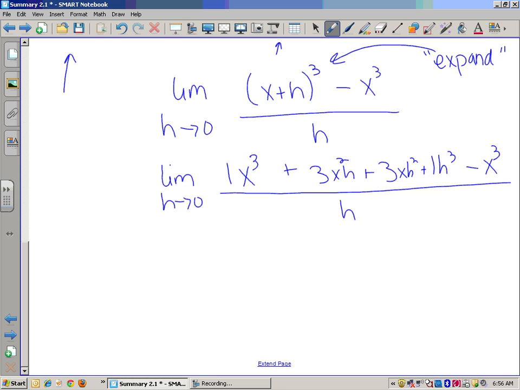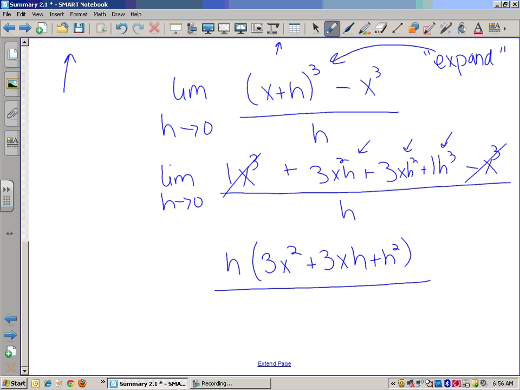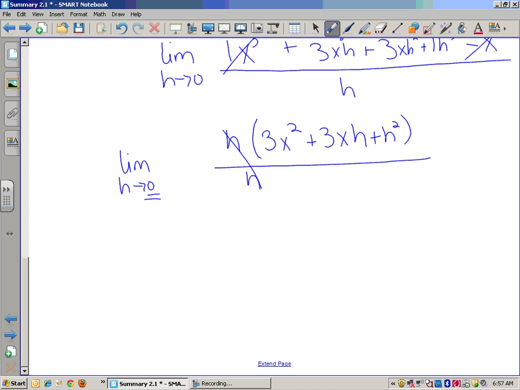I still cannot plug in h equals 0, so get rid of everything I can and see if I can simplify. I notice that there's a common factor in all three of those. And now I can plug in 0. If I plug in 0, that goes to 0, and that goes to 0. I'm left with an equation, 3x squared. Now, according to the question, it said to evaluate, which means to evaluate at x naught equals 1. And my answer is going to be 3.